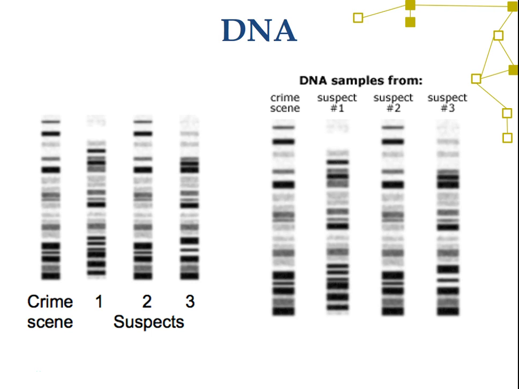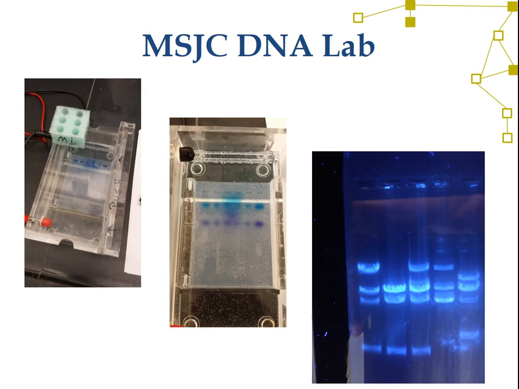And this is what a DNA profile kind of looks like. So you can look at the crime scene. If you look on the left, DNA stripped from the crime scene, and then the suspects 1, 2, or 3. Well, you can look and you can match up those areas to see who you believe the suspect might be. And then the same on the right.